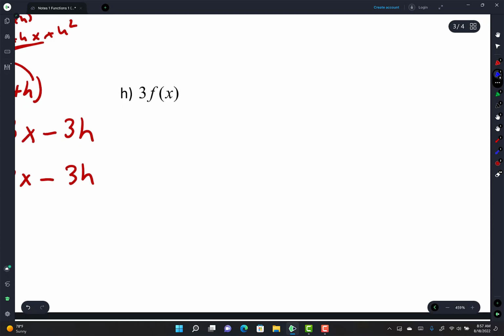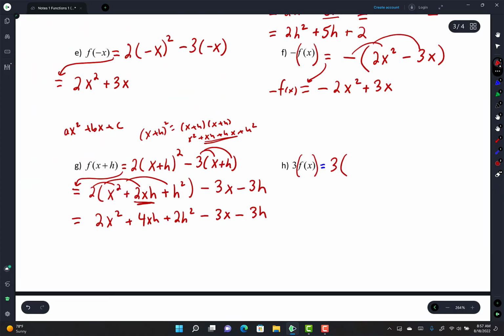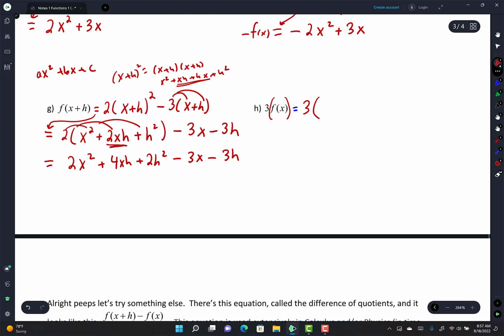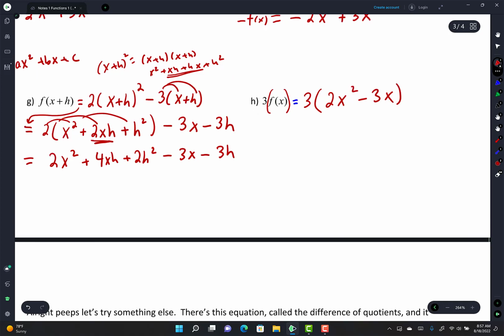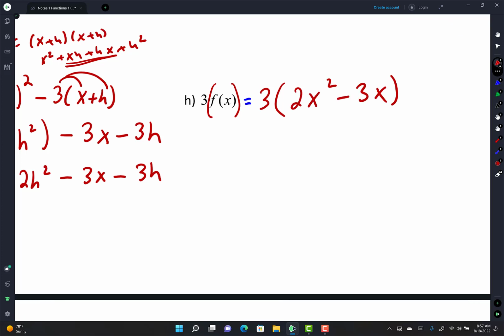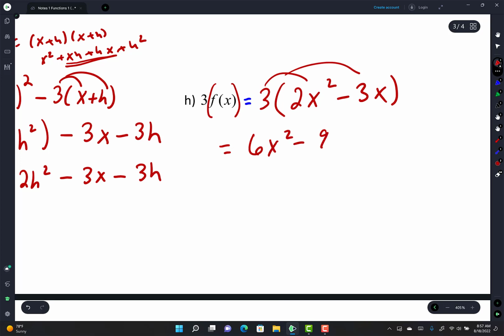All right, here we go. 3 times f of x. That's a simple one, guys. You're just going to go 3, and then type a giant parenthesis and type what f of x is. And my short-term memory is really bad sometimes. 2x squared minus 3x. We're just going to multiply that by 3. So it looks like it's 6x squared minus 9x. And it looks like you're done with that.